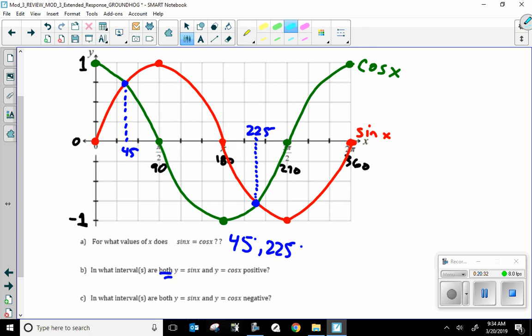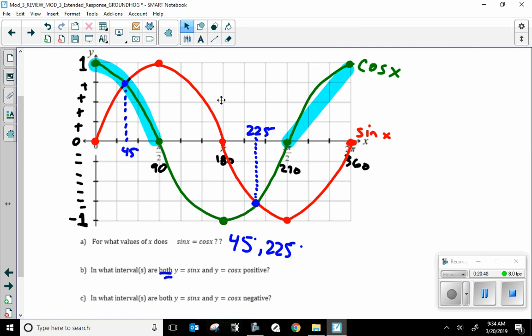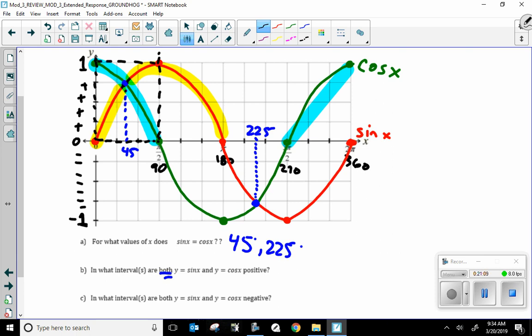Okay. Cosine is positive here, and it's positive here. Anything above the x-axis, this is where my y value, my sine and cosine curves are positive. This is where it's negative. All right? So what about sine? Where is sine positive? Sine is positive from here, here, and everywhere else it's negative. So what are the sections where they're both positive? From 0 to 90 is the only point where both sine and cosine are positive.